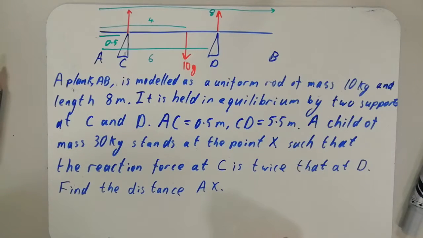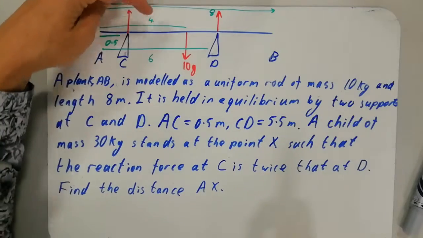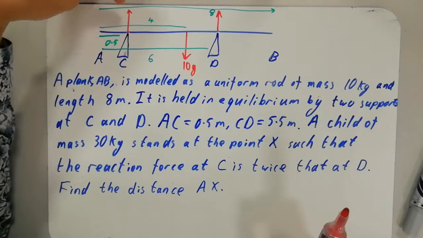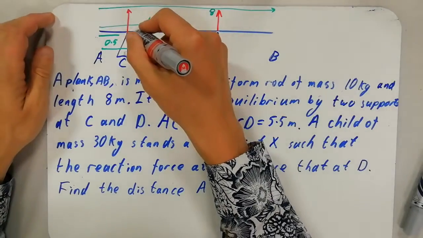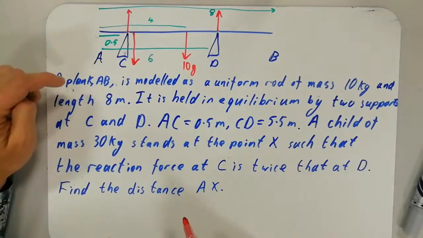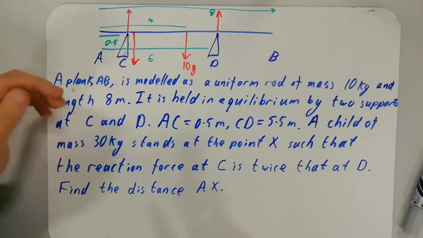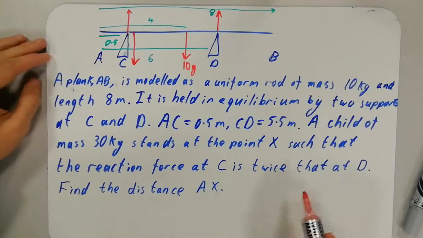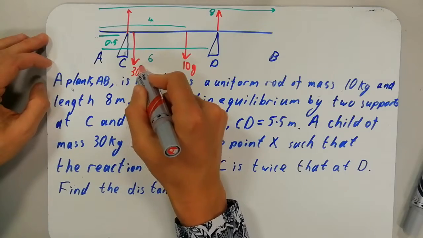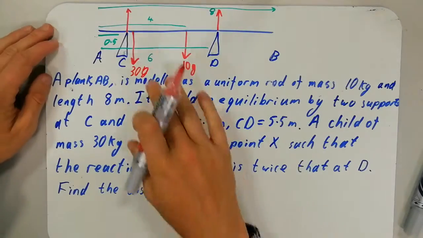A child of mass 30 kilograms stands at the point X such that the reaction force at C is twice that at D. So we don't know where this child is standing. We can kind of infer from this question, as the centre of mass is closer to D than C, but now the reaction force at C needs to be more, the child is probably standing quite close to C. So I'm going to draw that on the diagram. It doesn't matter if I'm wrong or it turns out to be on the other side of C. The algebra will tell me all of that. Just something so that I've got a diagram to be working with.